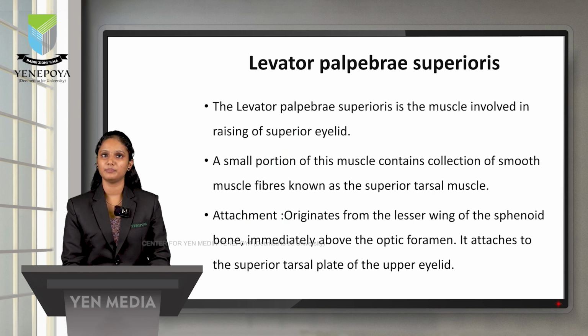Now let's dive deeper into individual muscles and their anatomical aspects and innervations. Now let's begin with the levator palpebrae superioris muscle. The levator palpebrae superioris is the muscle involved in the raising of the superior eyelid. A small portion of this muscle contains a collection of smooth muscle fibers known as the superior tarsal muscle, and it originates from the lesser wing of the sphenoid bone immediately above the optic foramen, and it attaches to the superior tarsal plate of the upper eyelid.